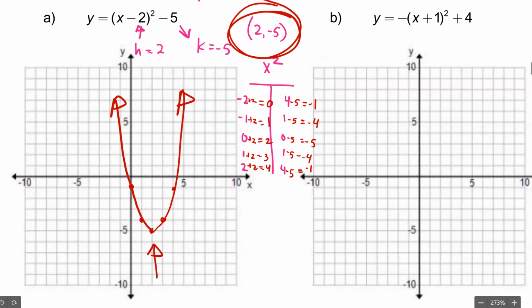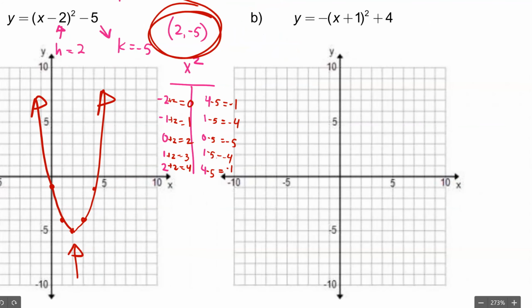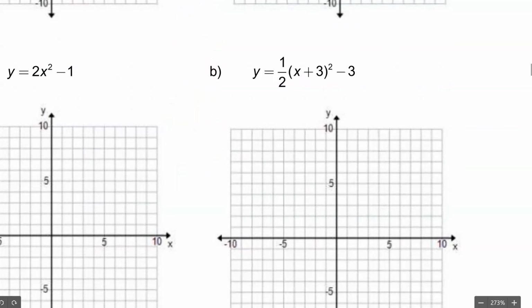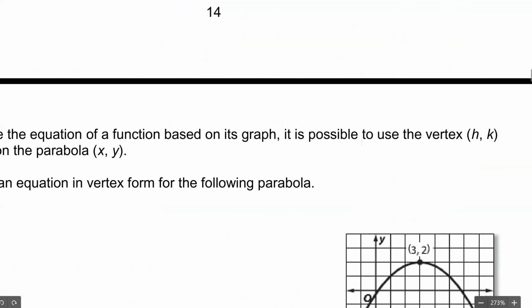All right, let's try one. We solved one on the quiz. Let's do B, and then we'll do this example right here.